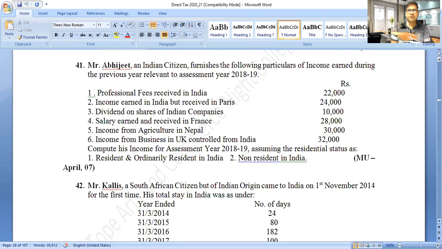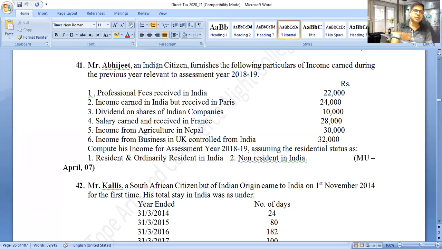Now, this question number 41 that we are going to learn. In this question, Mr. Abhijit, an Indian citizen, furnishes the following particulars of income earned during the previous year relevant to assessment year 2018-19. Number one, professional fees received in India 22,000; income earned in India but received in Paris 24,000; dividend on shares of Indian companies 10,000; salary earned and received in France 28,000; income from agriculture in Nepal 30,000; income from business in UK, controlled from India 32,000. Compute his income for the assessment year 2018-19, assuming the residential status as R&OR, RBNOR and NR. We have to assume all three residential statuses.